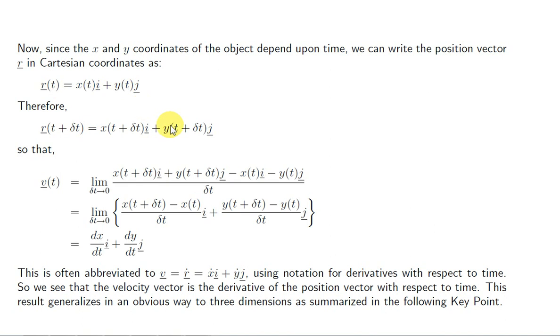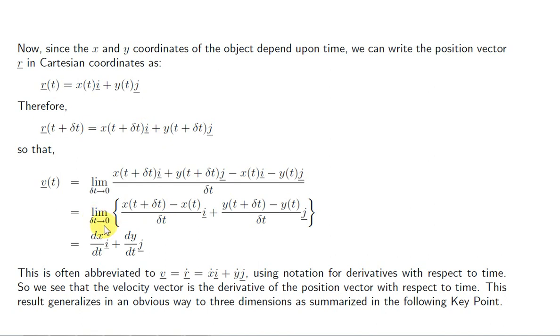And then we want to subtract the y components. So here we take y at t plus delta t and subtract y at t. Of course the whole lot is divided by delta t.